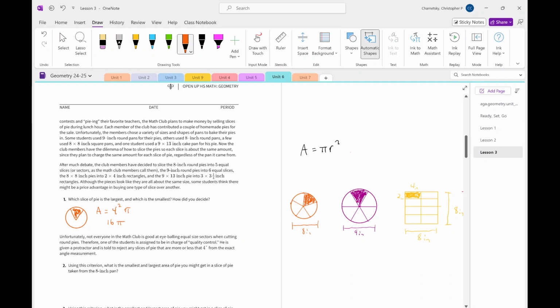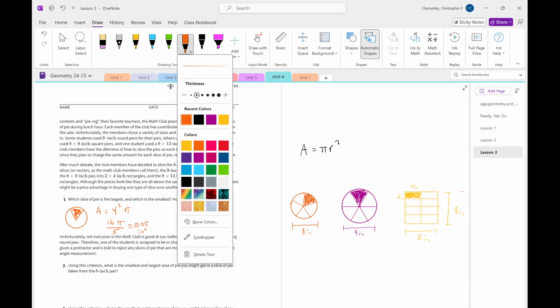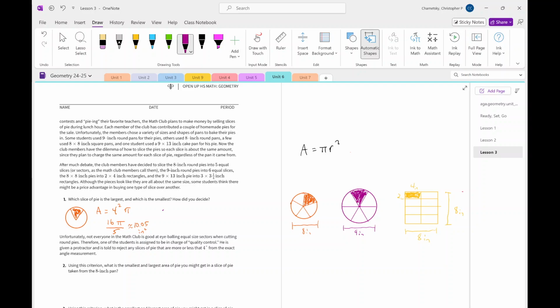But we are going to divide that into fifths. So I'm going to take that 16 pi and divide it by 5. And I'll just go ahead and calculate that with a calculator, punch that in to get a decimal. And that is approximately 10.05 square inches.